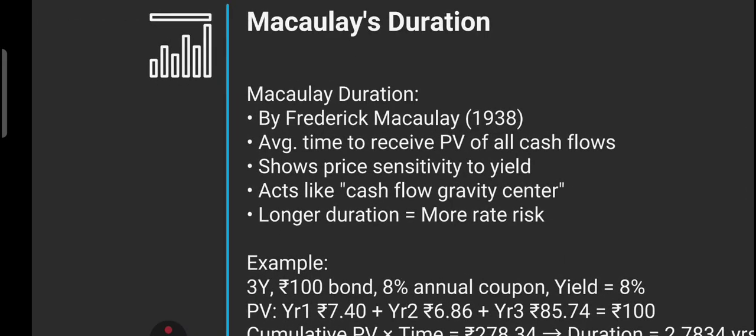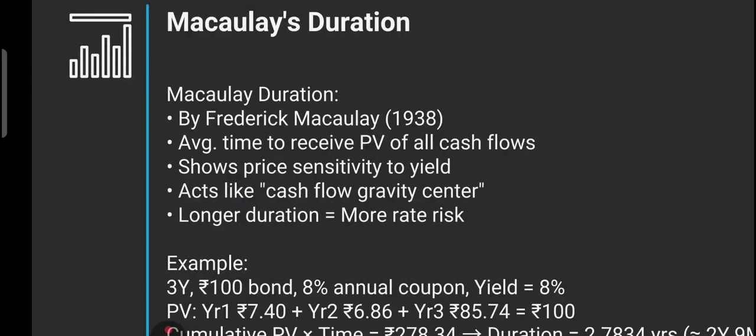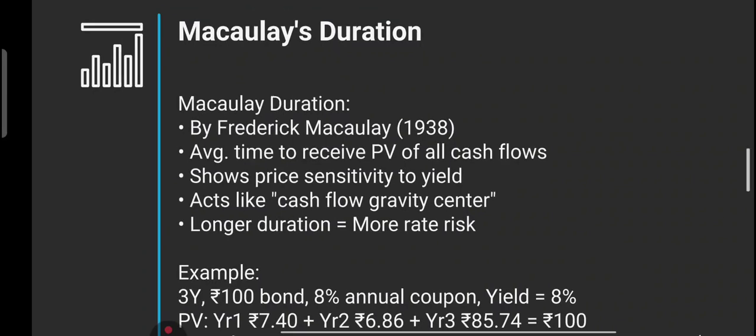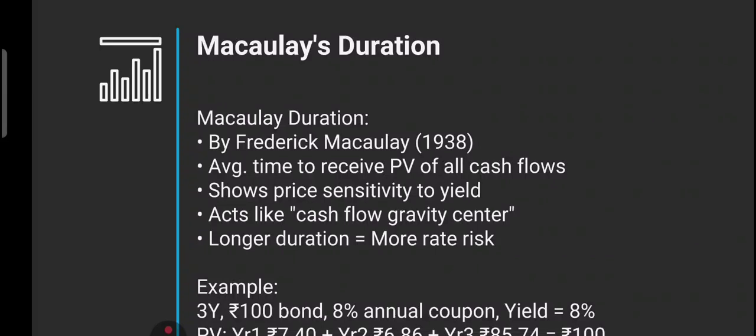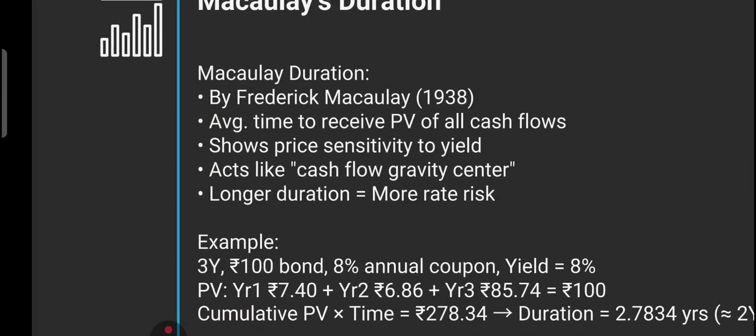This tells us the average time to receive the present value of all the future cash flows of the bond. That means how much average time it takes to receive the present value of all the cash flows. You can think of it as the cash flow gravity center. It tells us how sensitive a bond price is to the change in interest rate. Right. In the previous case, BPV, we saw yield versus price. Here, interest rate versus price. So a longer duration means more interest rate risk.